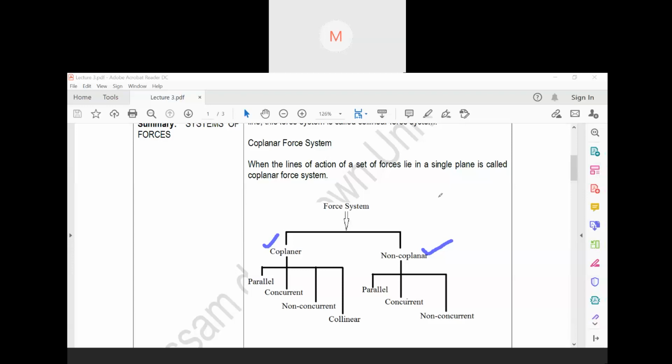Listen now. Sir, in a system of force, the point of application will not be the same, right? No, there will be a large number of applications. In a force system there are lots of forces acting, not one force. Got it?